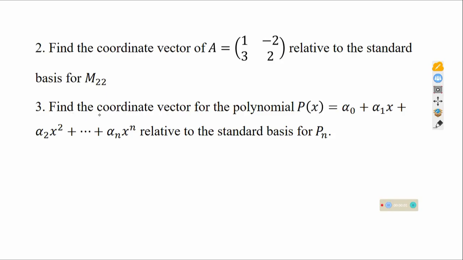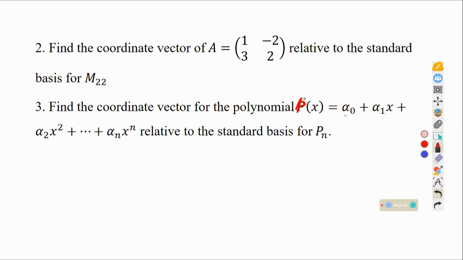In our next question, we need to find the coordinate vector for the polynomial p of x. This should be a small p, p of x, because this is a vector which is picked from this space here. We need to find the coordinate vector for the polynomial p of x, which is given in the form alpha naught plus alpha 1 of x plus up to alpha n x to power n, relative to the standard basis for the polynomial space P of n.